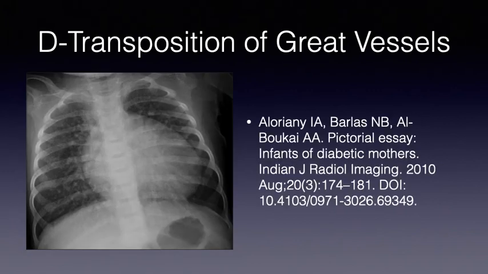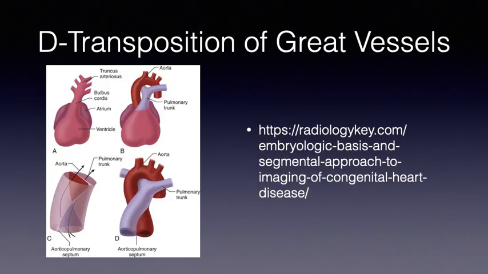On chest x-ray of a patient with dextrotransposition of great vessels, we can find an egg on a string appearance. The D of dextrotransposition is for dextro. There is, in fact, a levotransposition of the great vessels, but you'd have to ask a cardiologist about that.